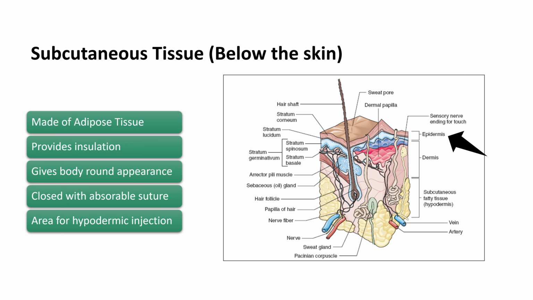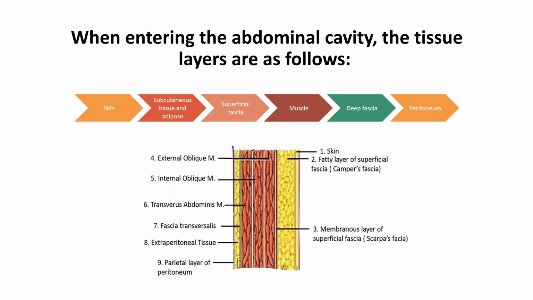This is very important to know. When entering the abdominal cavity, the tissue layers are as follows. So you have your skin, right? That's including your subcuticular layer. You have your subcutaneous tissue and your adipose. You have your superficial fascia, and you're going to hit your muscle, deep fascia, and your peritoneum. So it's important to know these in order, the layers of the abdomen.